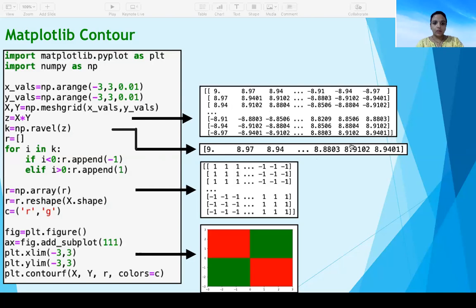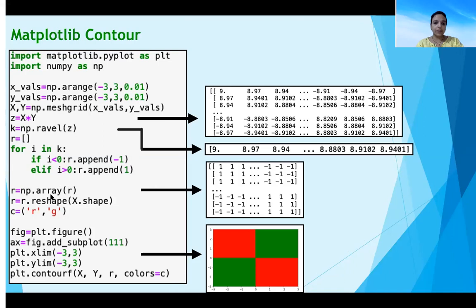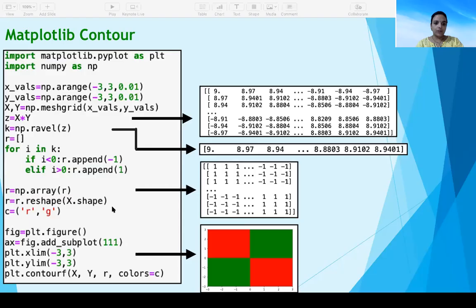Now I'm checking each element of K, whether it is a positive or negative value. If it is a positive value, then I will append +1 in the R list. Otherwise, I will append -1 in the R list. So using this loop, I will do this. And now I'm converting this list into a NumPy array. This list, which I have converted into a NumPy array, we have resaved into the X matrix. First it was single dimension, now it will convert into the matrix of its size. Now our matrix will look like this.